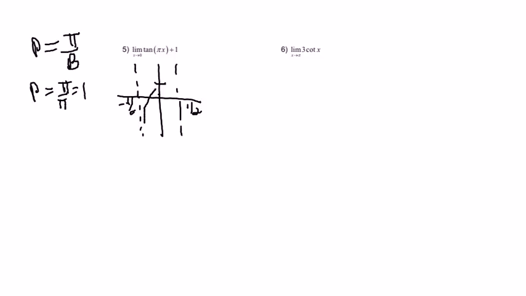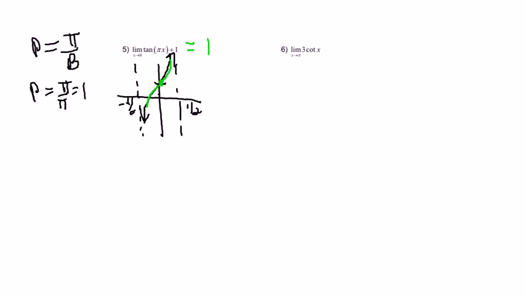So it looks kind of like that. And we're headed to an x of 0. Let's investigate. Okay, I'm headed towards x of 0. I'm coming from the left, I'm headed to 1. Coming from the right, headed to 1. So my answer is 1. Fantastic. Alright, last one.